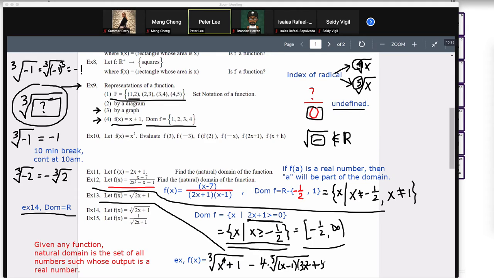If I give you a function like this, it's a very ugly function, right? Then I can ask you, what is the natural domain of this guy? This is the fifth root, by the way. What is the natural domain of this function f? Find the natural domain of f. Can you tell me?